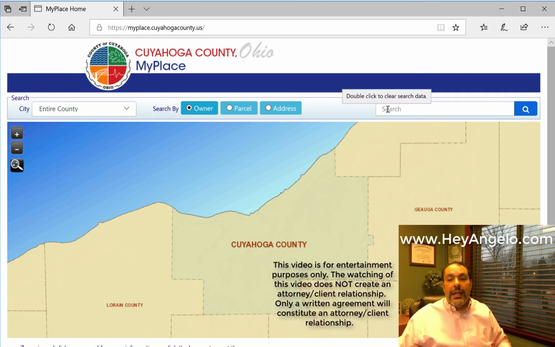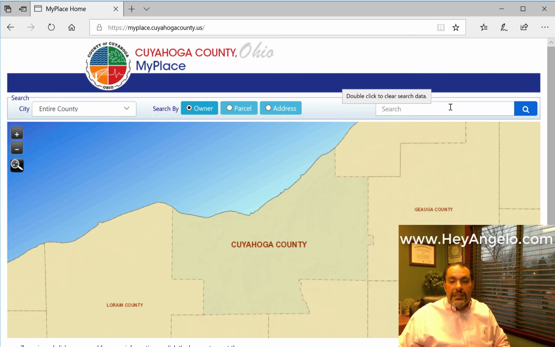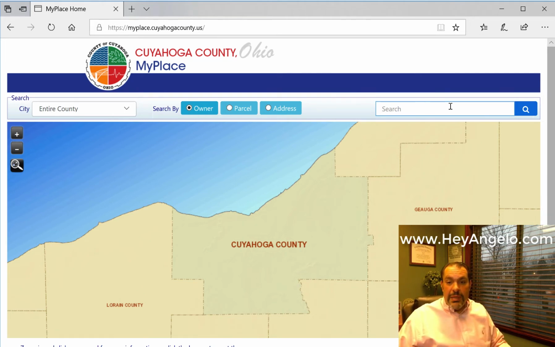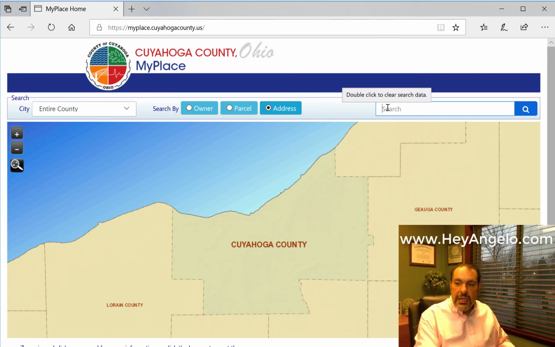Now I wanted to find a property that is somewhat public so that I'm not bringing a lot of attention to someone who maybe doesn't want it. So we're actually going to pick the building that the Cuyahoga County Administration is located. We're going to go by the address, and so you can type in any address you like.